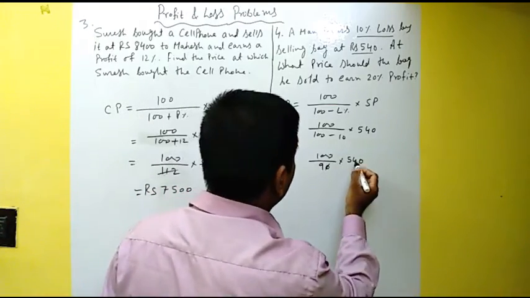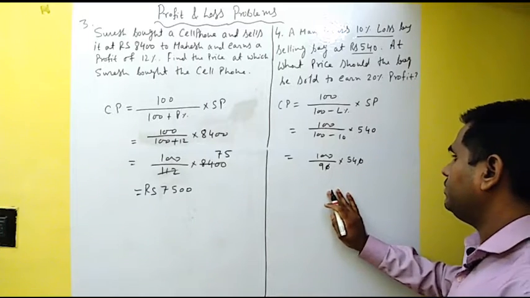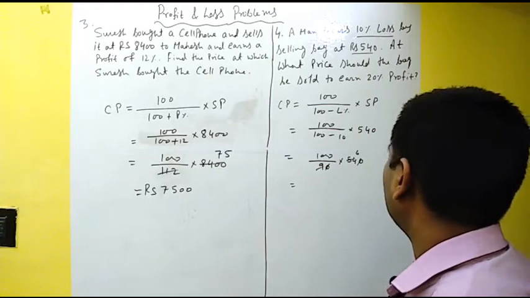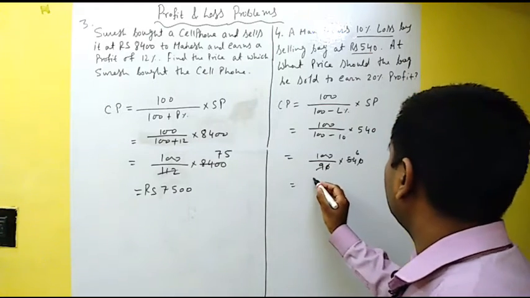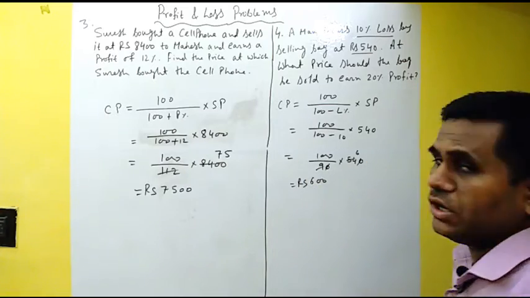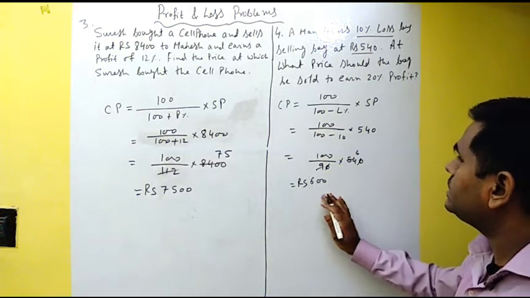So 0 goes, and 9 table we get 54, right? 9 6s are 54. So this becomes 600 rupees. So cost price is 600 rupees.